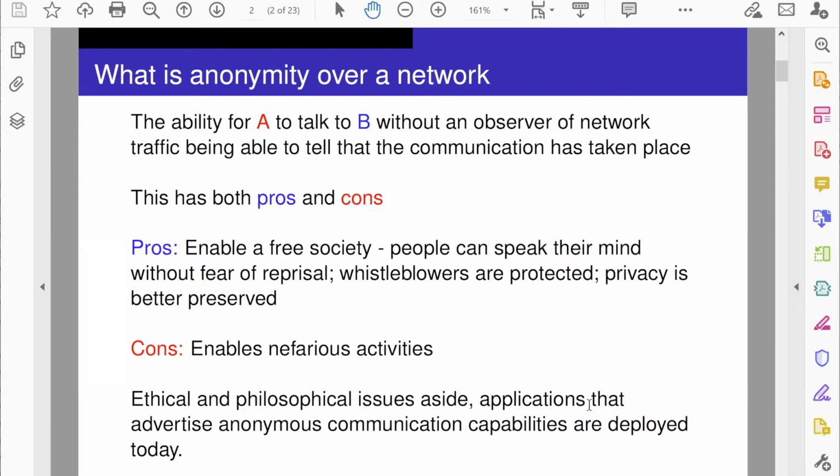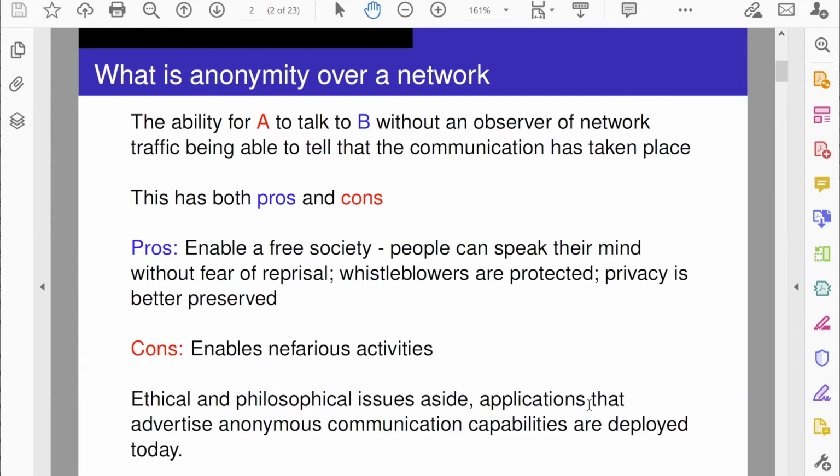It's considered a very good thing to have because in today's world, there are many societies where people are not as free as they are in the United States, for instance, or in the Western world in general. And enabling anonymity allows people to be able to speak their mind without fear of reprisal. But even in free societies, there are internal organizations that might need to be kept, so to speak, honest. And whistleblowers, for instance, who might play a role in doing that, need to be protected. And of course, privacy is also better preserved by enabling your communications to be anonymous.